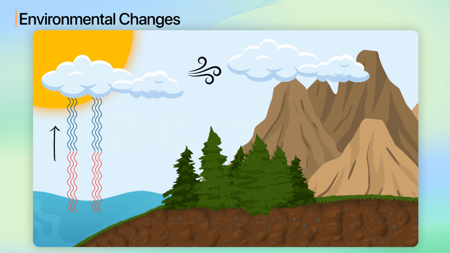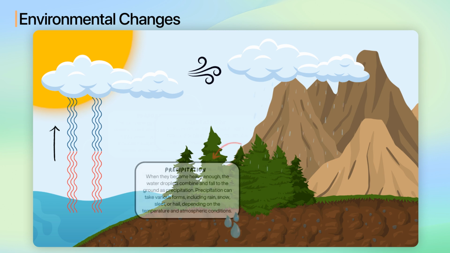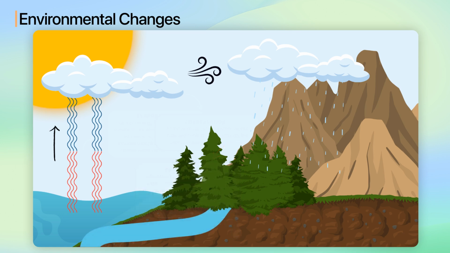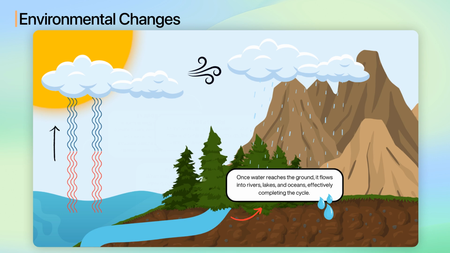When they become heavy enough, the water droplets combine and fall to the ground as precipitation. Precipitation can take various forms, including rain, snow, sleet, or hail, depending on the temperature and atmospheric conditions. This step is crucial as it delivers fresh water to the land, serving as a vital resource for both plants and animals. Once water reaches the ground, it flows into rivers, lakes, and oceans, effectively completing the cycle.